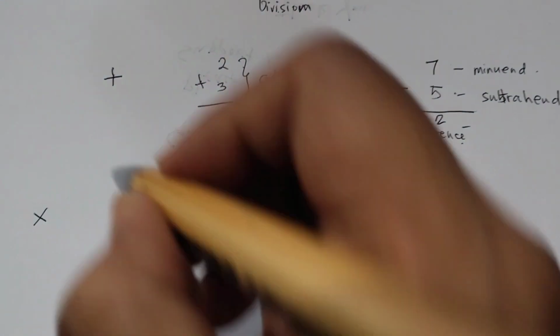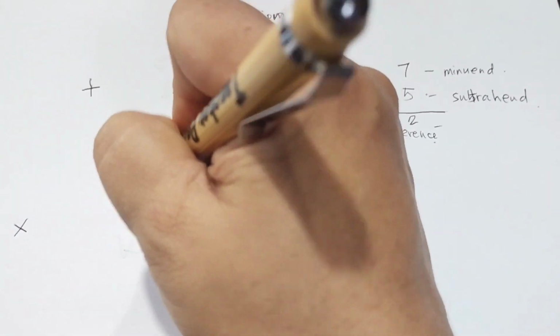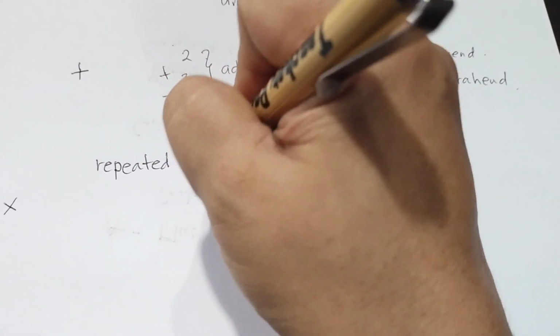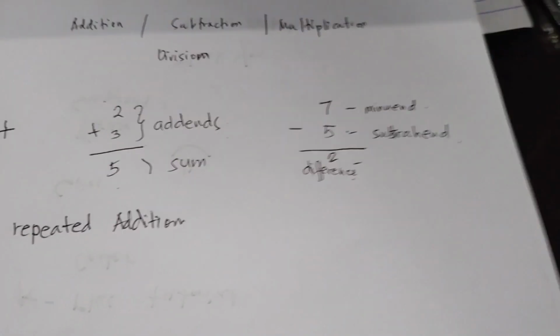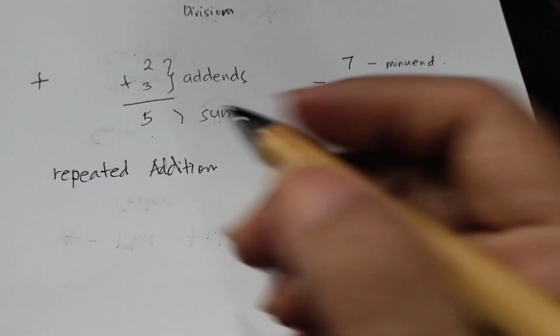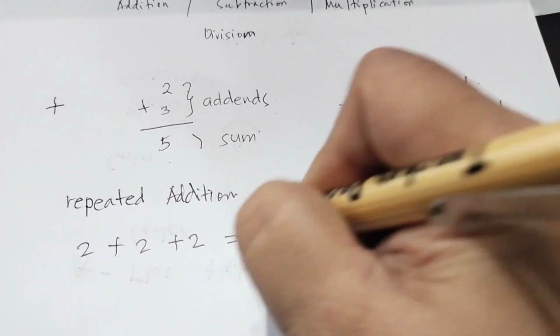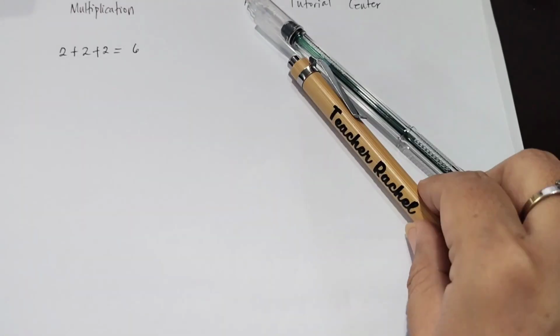So multiplication is a repeated addition. Yan. When you say repeated addition, we repeat numbers. Same numbers. All right? Same numbers. All right. So it should be equal numbers. So for example, we have 2 plus 2 plus 2 is equal to 6. So this is it. Yeah.